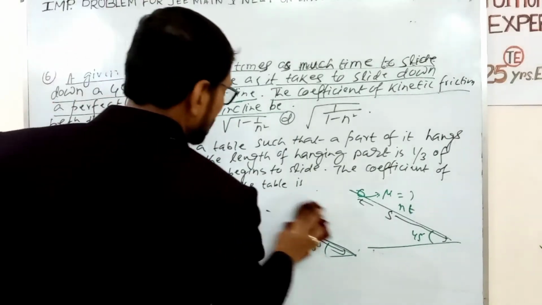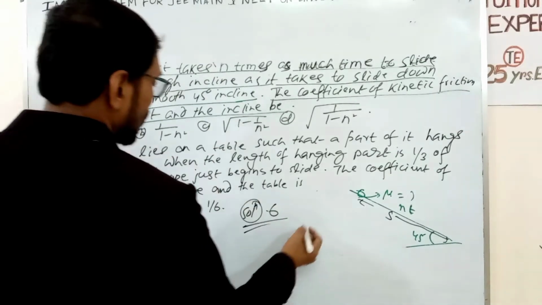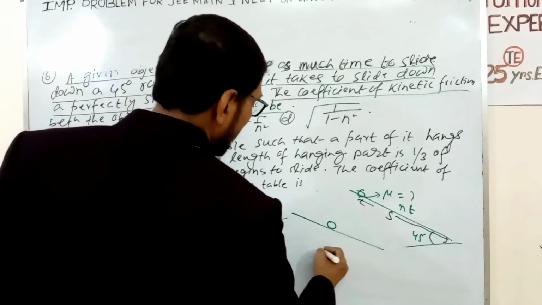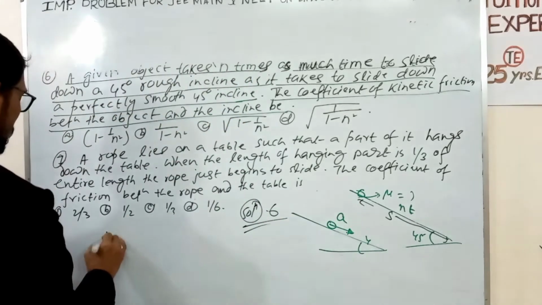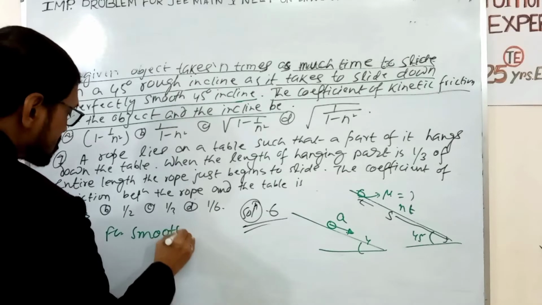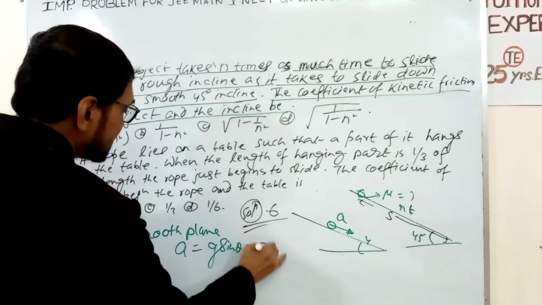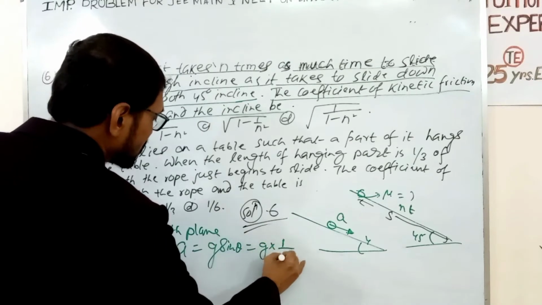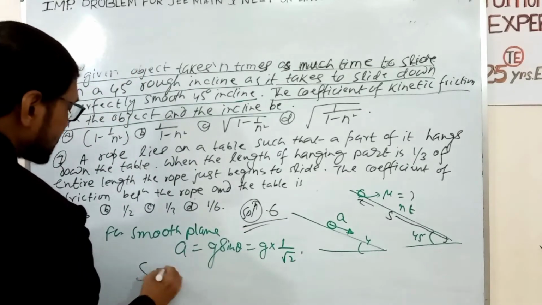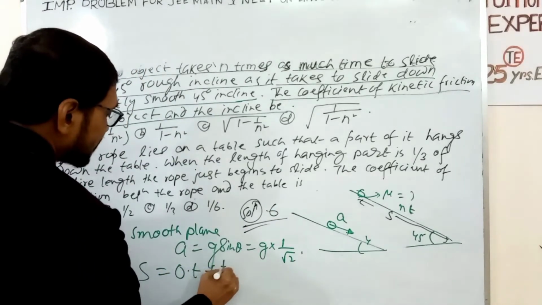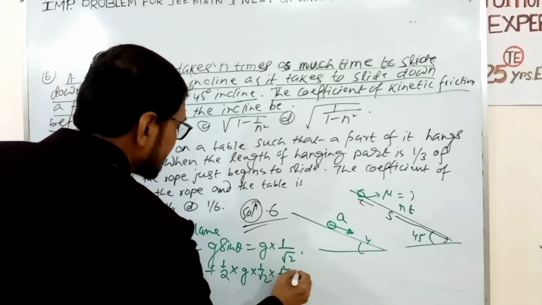To find the time taken, we always use the equation of motion. So solution of 6. For the smooth plane, what is the acceleration? For the smooth plane we know acceleration equals g sine theta, g into sine 45 degree, that is g by root 2. This is the acceleration. Now what is the equation of motion? Equation of motion will be s equal to 0 t plus half g into t square. This is equation 1.